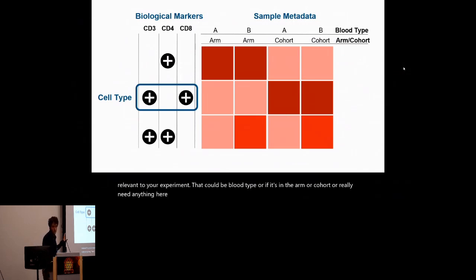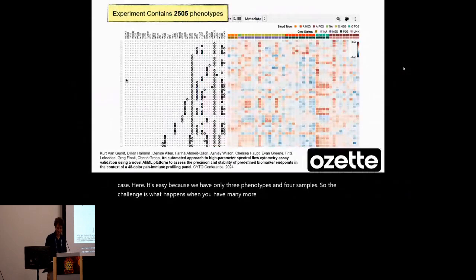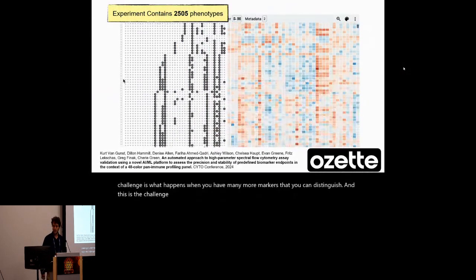And already we've constructed sort of a nice visualization for this use case. Here, it's easy because we have only 3 phenotypes and 4 samples. So the challenge is what happens when you have many more markers that you can distinguish. And this is the challenge that comes with OZ's technology.